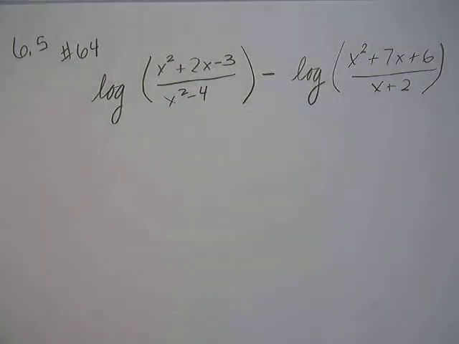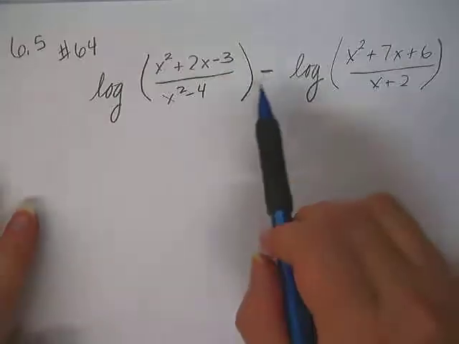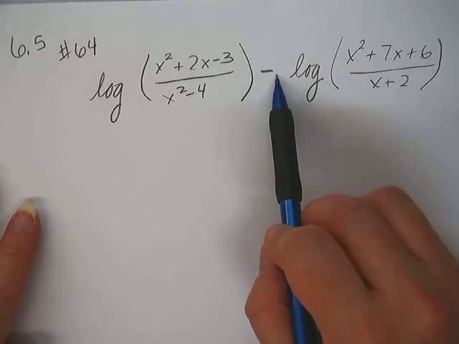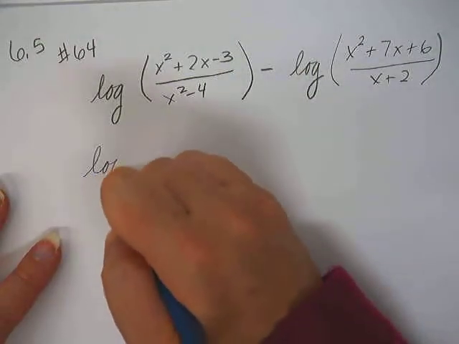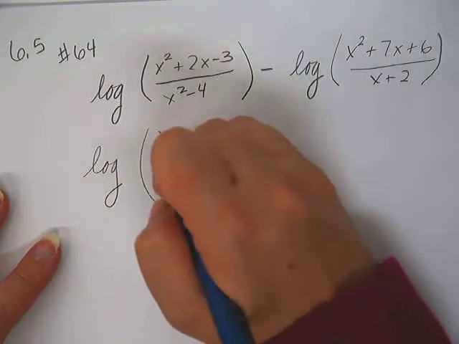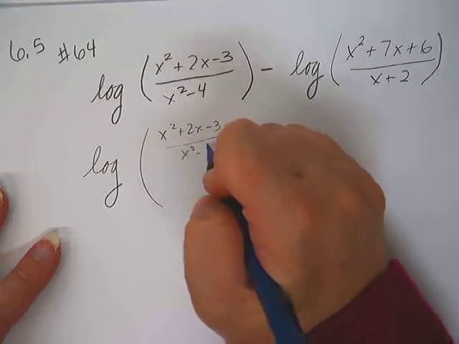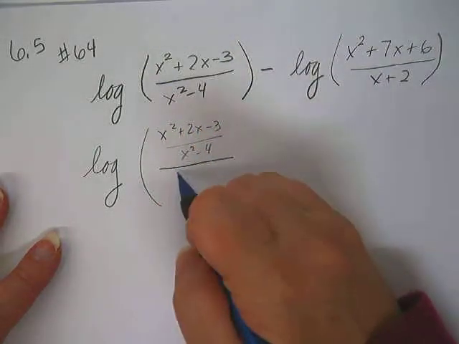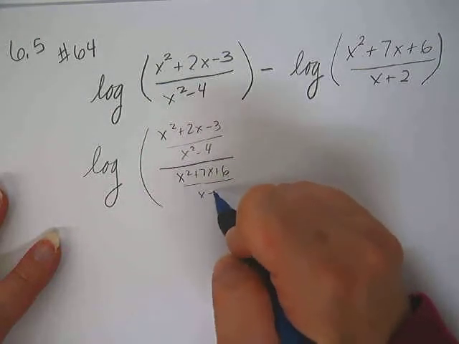Problem number 64 in section 6.5. The instructions say write each expression as a single logarithm. Okay, well, what does subtraction mean for logarithms since they are exponents? That means divide. So to put this into a single logarithm, all we have to do is divide (x squared plus 2x minus 3)/(x squared minus 4) divided by (x squared plus 7x plus 6)/(x plus 2).